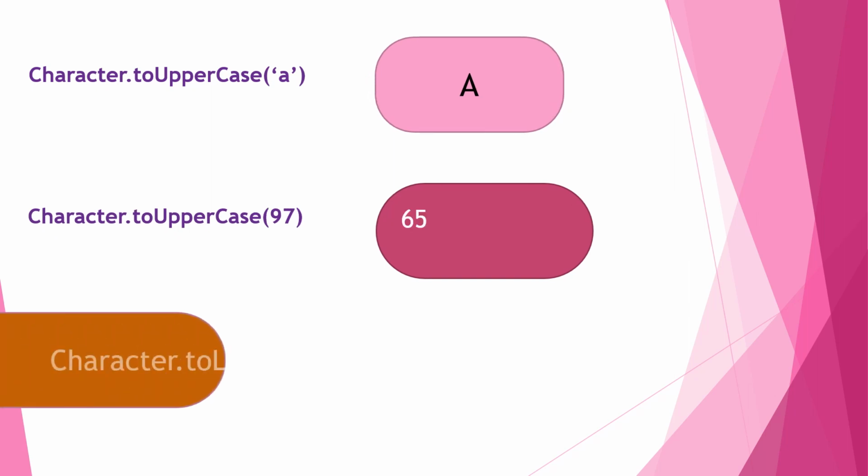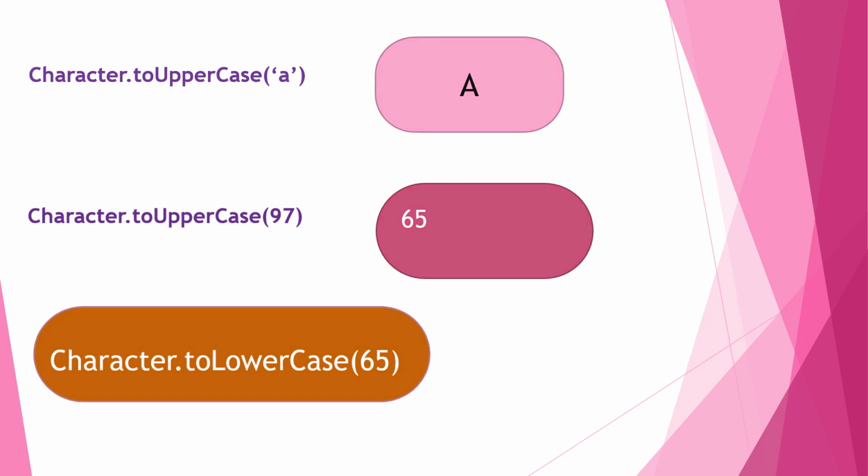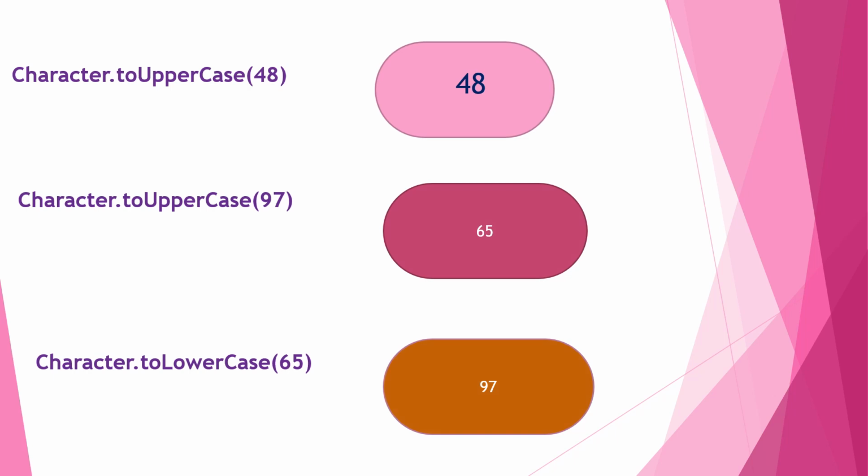Now the next question we can see, Character.toLowerCase(65). 65 is the ASCII code of capital A. And when you convert capital A into small a, the result is 97. That means the ASCII code of small a. 65 is the ASCII code of capital A, convert capital A into small a, and the ASCII code of small a is 97.